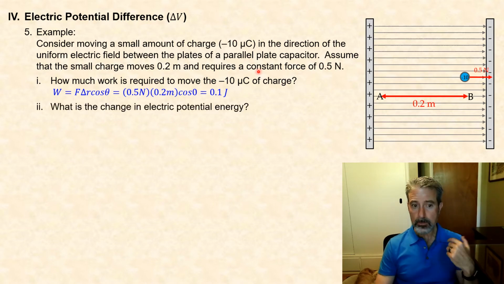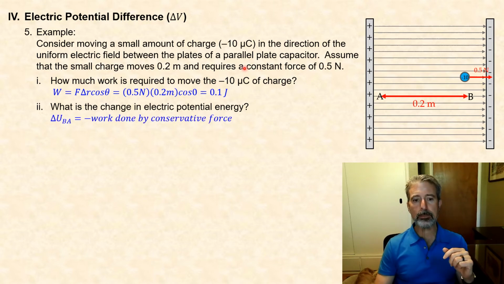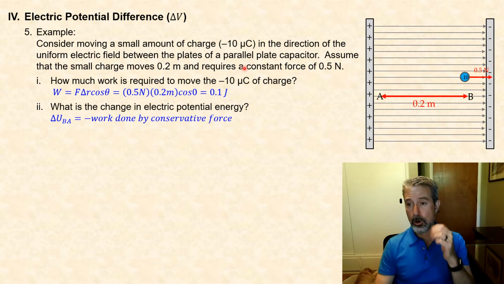Now if it asks what is the change in electric potential energy, here we have to remember our definition of electric potential energy is the opposite of the work done by the conservative force, not the applied force, but the conservative force here. The Coulomb force would be the conservative force acting on this charge. And although I did not draw it in the diagram, the Coulomb force acting on the charge would be to the left, right?